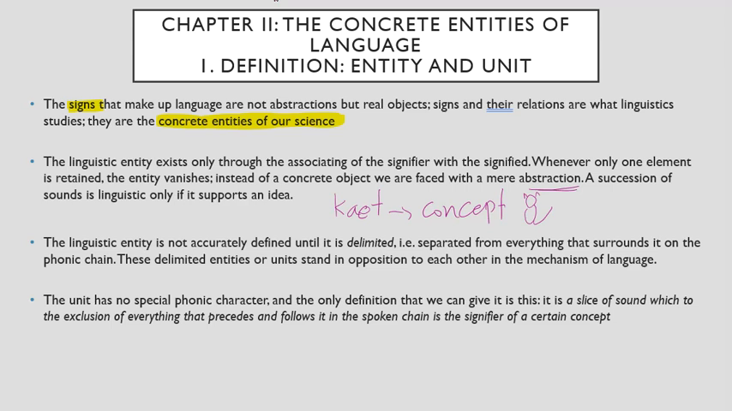The linguistic entity is not accurately defined until it is delimited. Delimited means it is separated from everything that surrounds it on the phonic chain. These delimited entities or units stand in opposition to each other in the mechanism of language. So how do I explain this? For example, let's say I say, this is a cat.